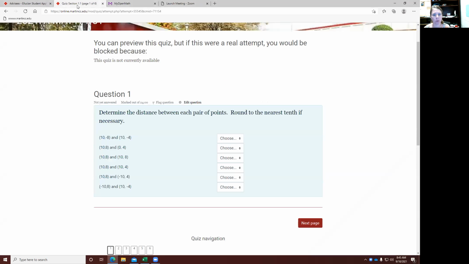I'm going to share my screen. Pull it up for you guys. So then we can look at this and go over, okay, what were the issues? So question one pretty much wanted you guys to do the 6 different problems and determine the distance between each pair of points. I think most of you guys got this one right. There may have been a few of you that got partial points on this.